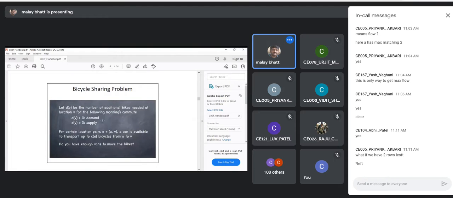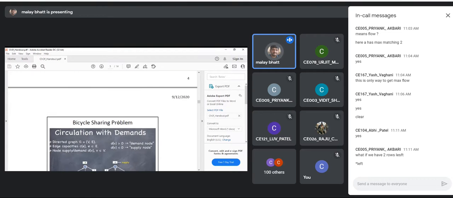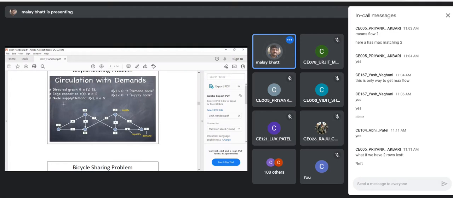Okay, next is one more problem, that is the bicycle sharing problem. So let us understand the diagram so you can understand all the parameters. It again has certain demand nodes. Demand nodes means we can say the showrooms from where you can buy the bicycles, right? And supply nodes means what? The factory outlet, where the supply of bicycles will be generated. So it is a supply demand network.